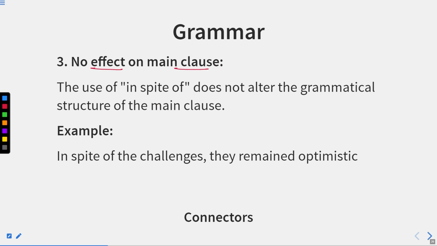The use of in spite of does not alter the grammatical structure of the main clause. For example, in spite of the challenges, they remained optimistic. Now, remained optimistic is in the past tense, and whatever it is, it should not change the main clause grammatically. Though, however many challenges they face, they will remain optimistic. Optimistic refers to one who always sees the positive views, or is always on the positive side of anything.